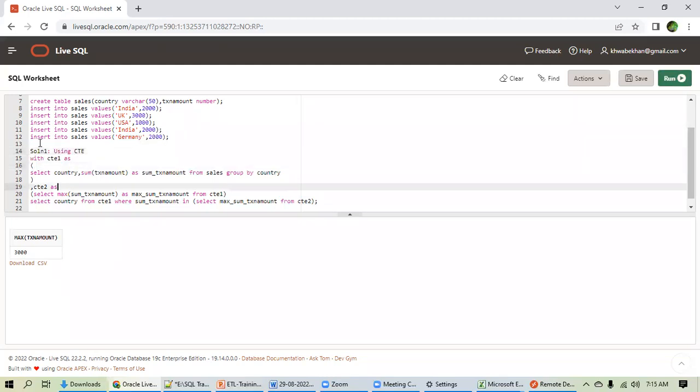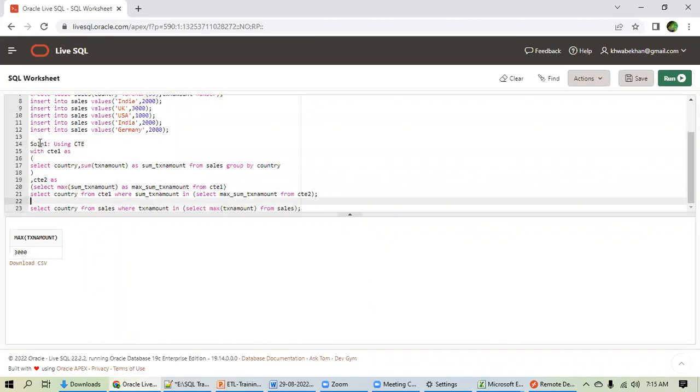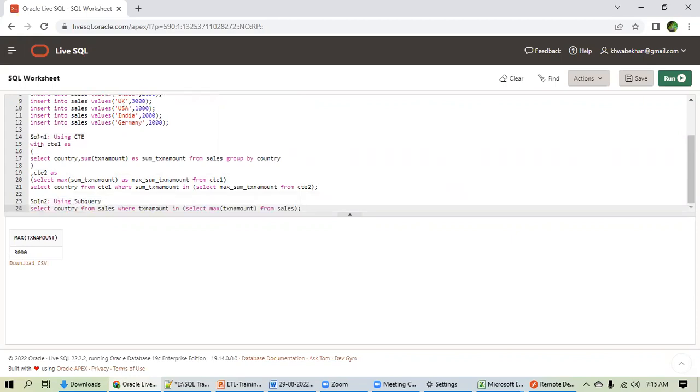Now this query which you have to know. So this is actually solution 2 using subquery. I will show you how you can solve using this as well. Using this method, first of all, you have to find this one. For each and every country, what is the total transaction amount? So this query will give you, for each and every country, the total transaction amount, right?